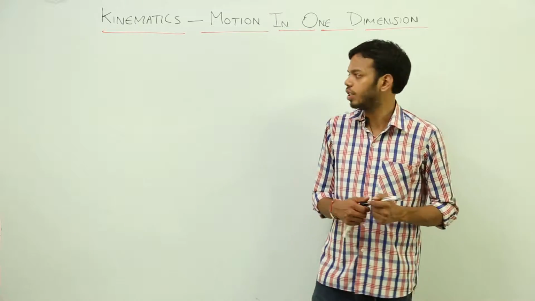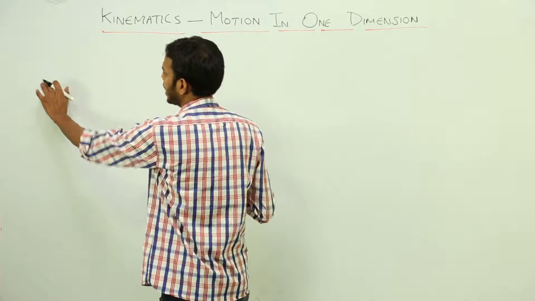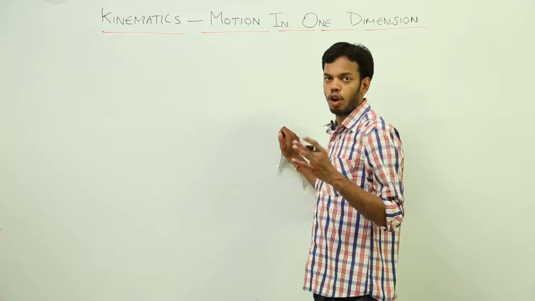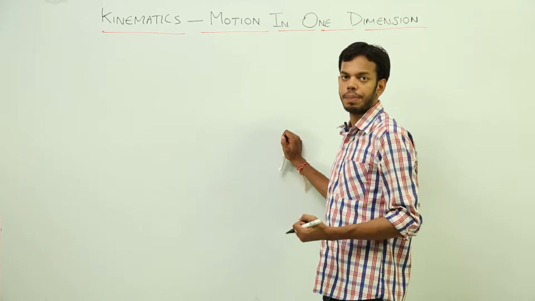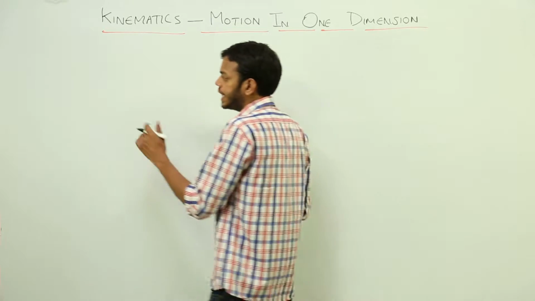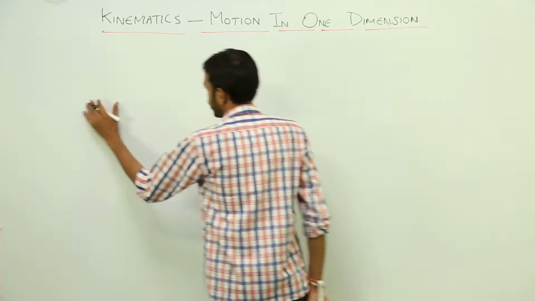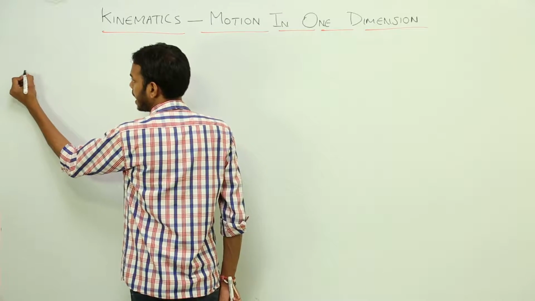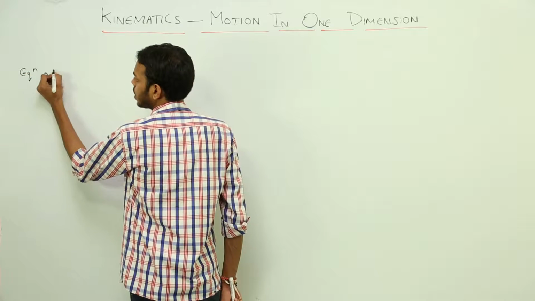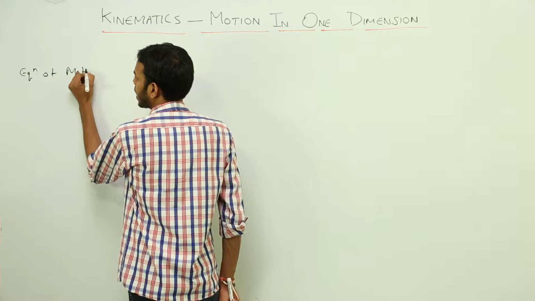In our last lecture, we studied how to represent the velocity-time graph and displacement-time graph. We have already done the three equations of motion. So today we are going to derive the same equations of motion through the graphical method.